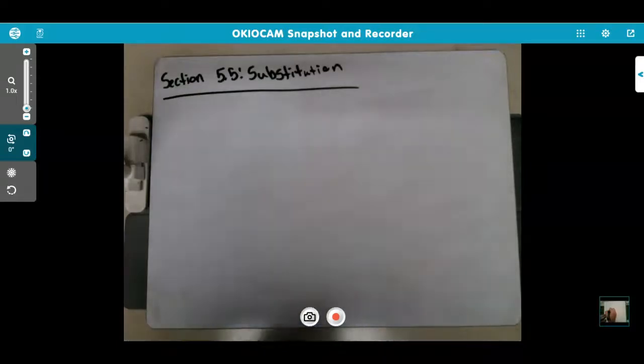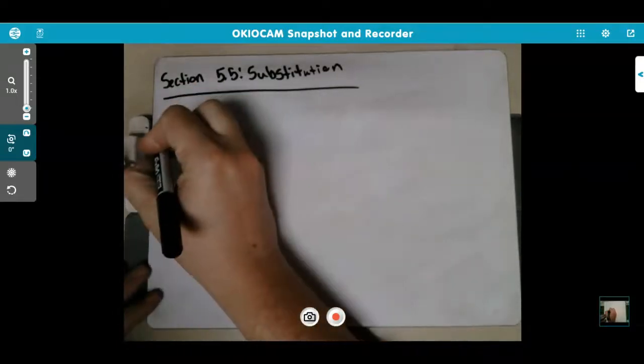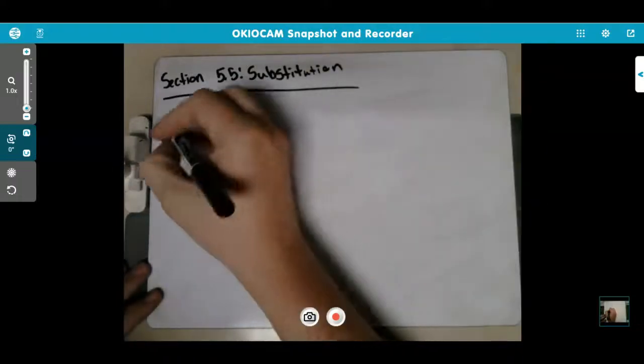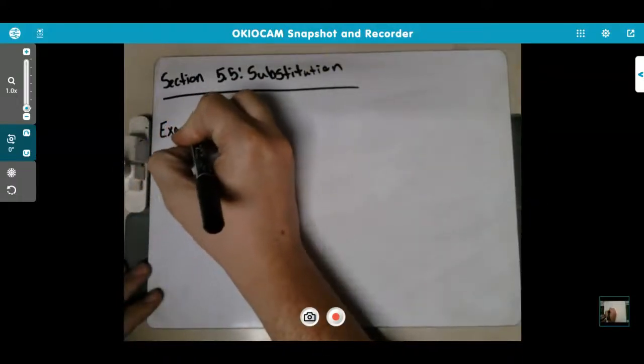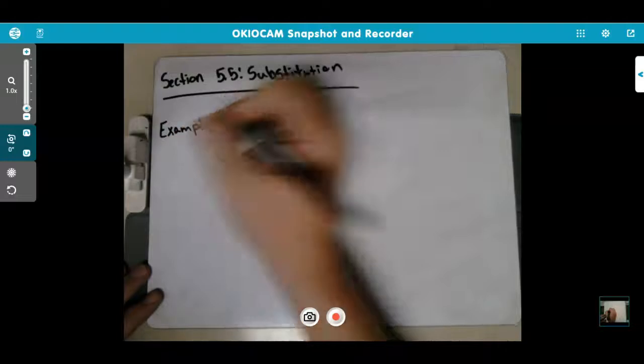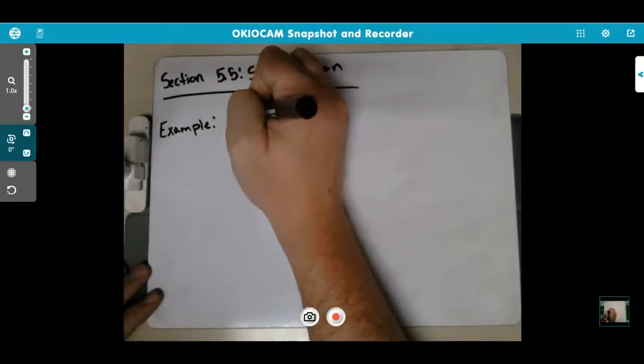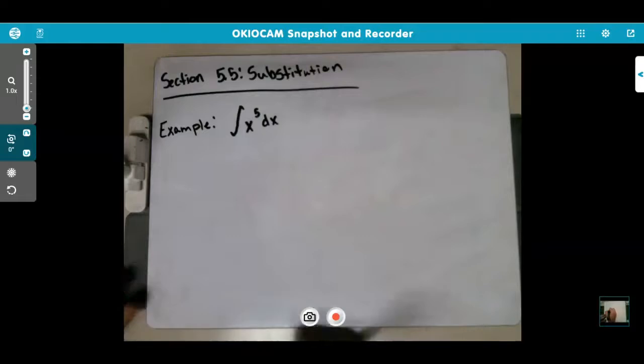Substitution. So I feel like the best way to show you when I need this and what I'm going to do is by doing an example. So let's look at an example. Actually, first things first, let's do a review. So let's do an example review. So let's do the integral of x to the 5th dx.